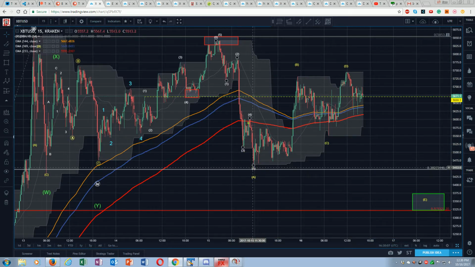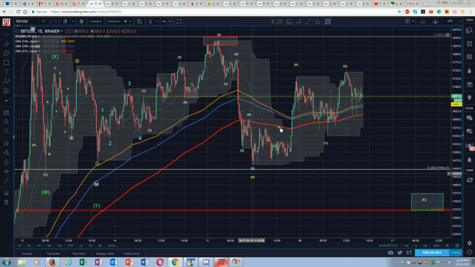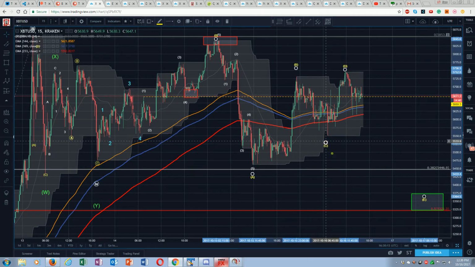So what's the expectation? After the clean 5, we're expecting a 3-wave into a B. So the simple answer would have been a move down here for the C. A, B, C down to the 50. That would have been the easy buy. Well, the market, Bitcoin, has not been easy to trade, particularly on these smaller time frames.